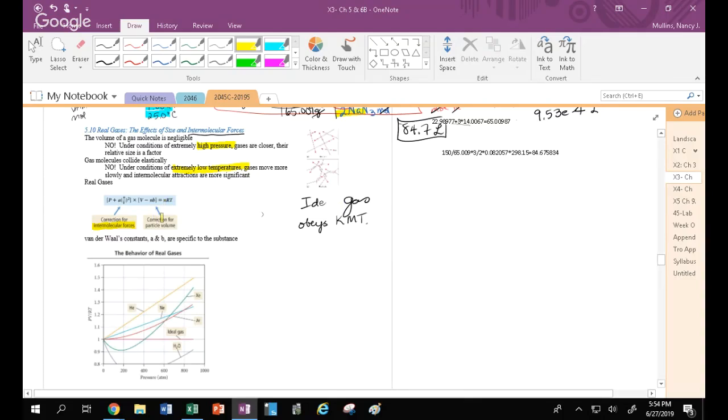Second issue is if the gas particles themselves are fairly chunky, fairly large, then it's possible that their volume could become an issue. And so there's a second correction factor that says, let's look at how big the particle is. The constants that correct for these values are the constants a and b in this equation. These are tabulated, so you don't ever have to memorize one. They're called the van der Waals constants.